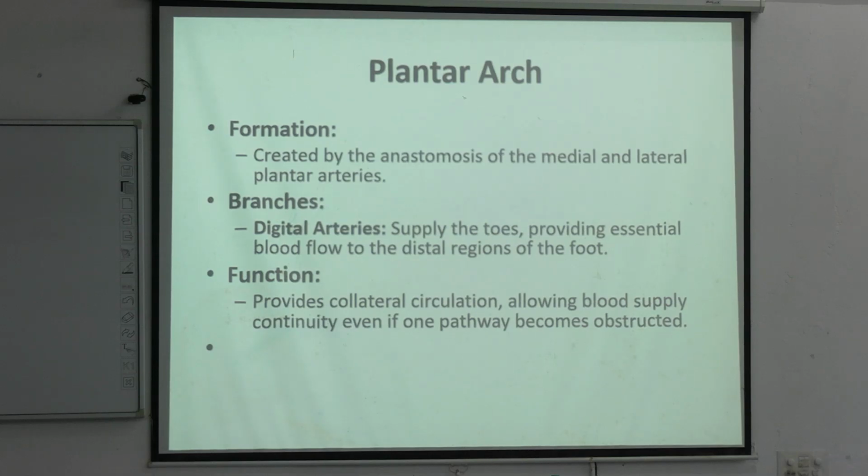Plantar arch, short note. Now, created by anastomosis of the medial and lateral plantar arteries. Anastomosis, plantar arch. Now, branches: digital artery supplies the toes, providing essential blood flow to the distal regions of the foot.